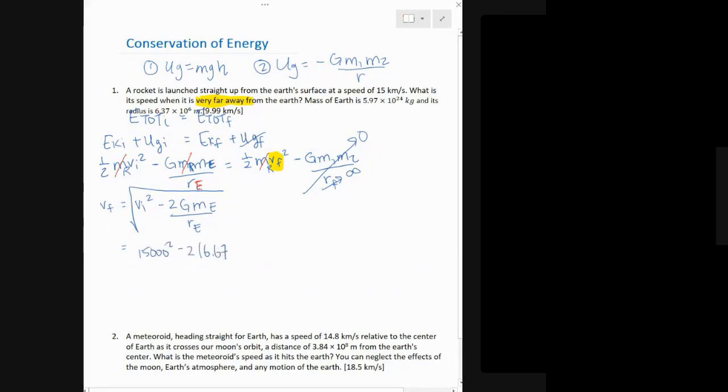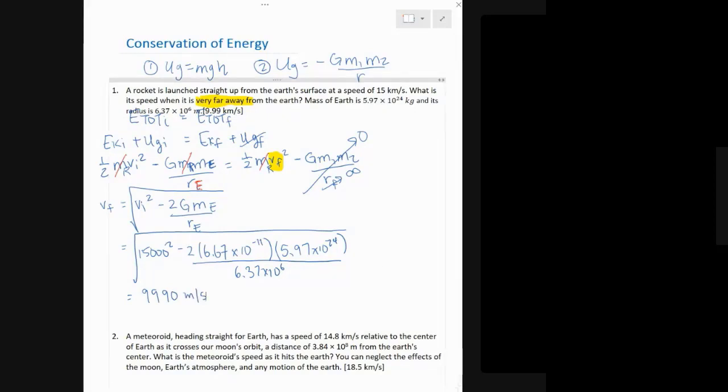And I didn't write it down, but the value of G is 6.67 times 10 to the -11. Okay, awesome. So a couple people are getting it. If you just plug everything in, you can leave your answer in meters per second. You're welcome to change it to kilometers per second if you want to, but you don't have to.